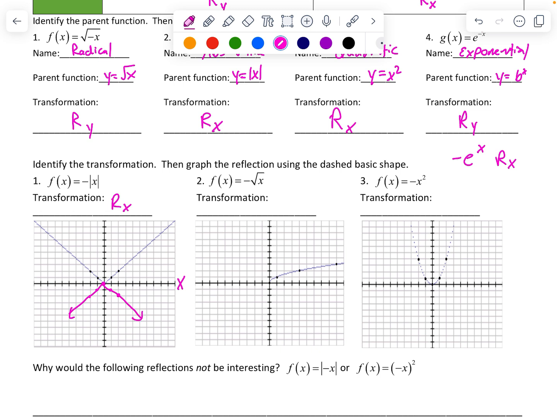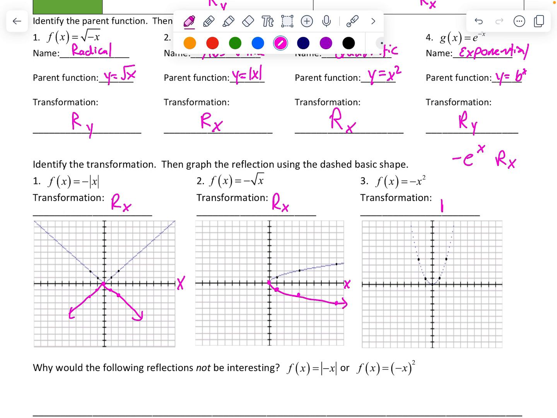Second one, negative is still on the outside, so reflection across the x. Honestly, a lot of the reflecting we do is across the x. So if it's on the origin, it stays on the origin. The other ones are going to go the same distance across the x-axis. So this one is 1 up, so it goes 1 down, 2 up, 2 down, 3 up, 3 down. And that's giving me a nice radical transformation.